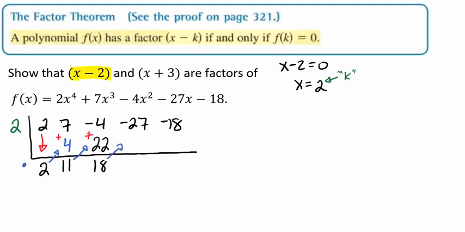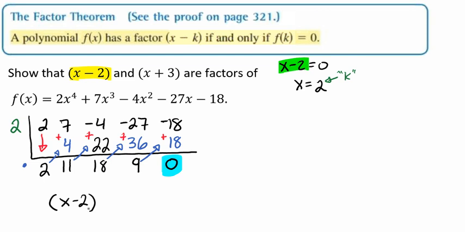I'm going to move diagonally. So 18 times 2 is going to be 36. I have a vertical movement, so I get to add. Negative 27 plus 36 is 9. I'm going to move diagonally, so I get to multiply 9 times 2, and I get a positive 18. Vertically, I get to add, and negative 18 plus 18 is 0. So the factor theorem says that if this value right here is a 0, that means that x minus 2 is in fact a factor. And so we've just shown that x minus 2 is a factor.